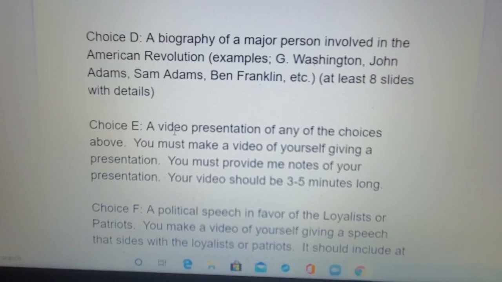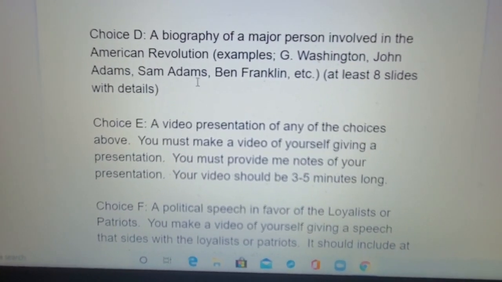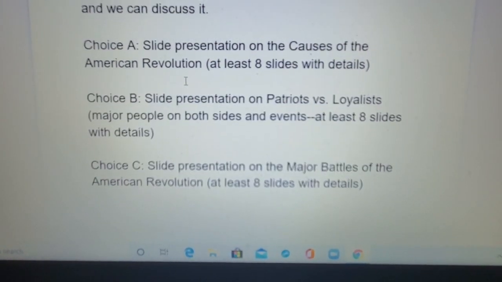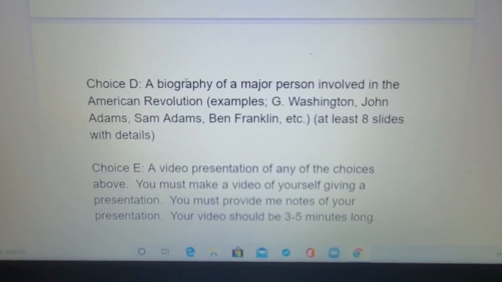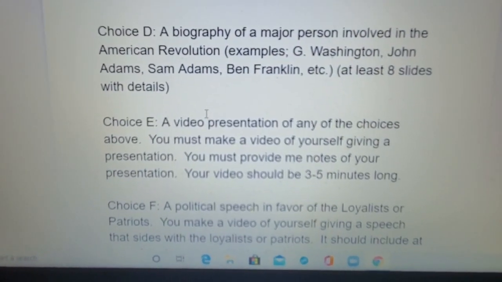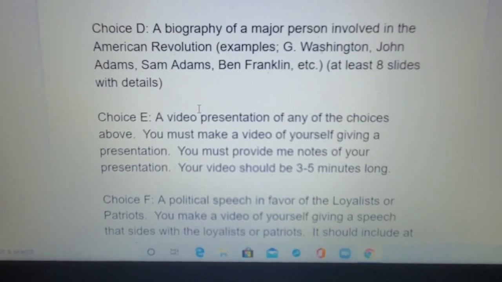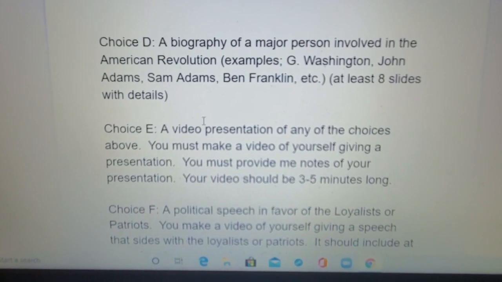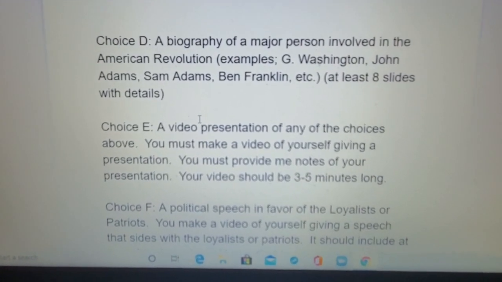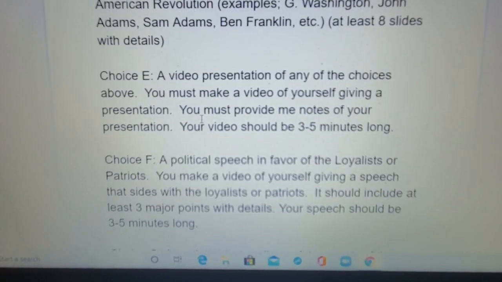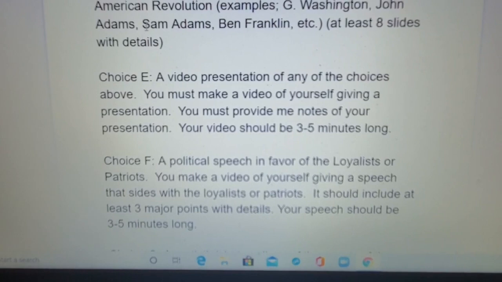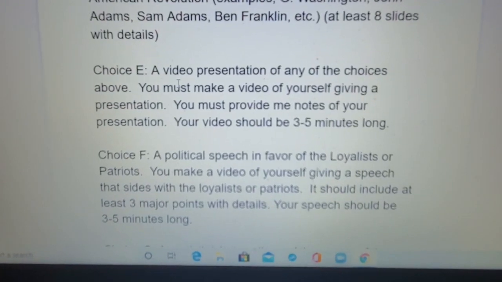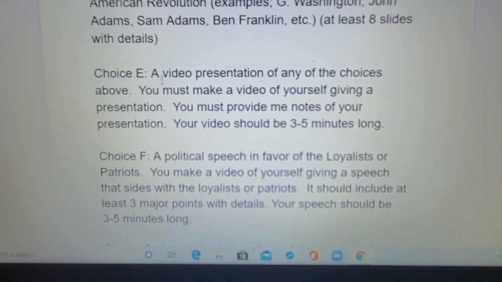Now, choice E, you can do a video presentation of yourself doing any of the choices above. So you can do a video project on a biography or the battles or Patriots versus Loyalists or the causes. With a video presentation, you're speaking, so you have to have someone video you, or you hold the camera, and you must make a video of yourself giving a presentation. You must provide me notes of your presentation, and your video should be 3 to 5 minutes long. So you could pick any of the A, B, C, or D with choice E, but instead of doing slides, you make a video. Some people, it's easier for them to talk than to do slides, so this gives you a chance to do that.